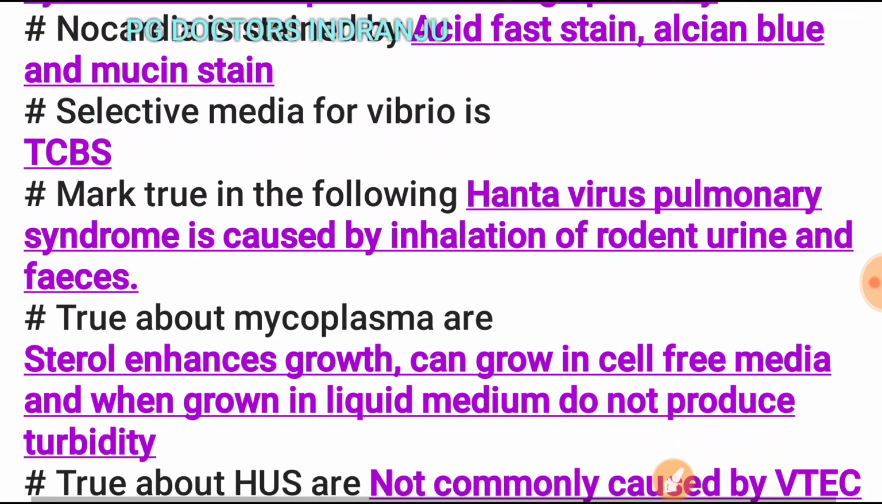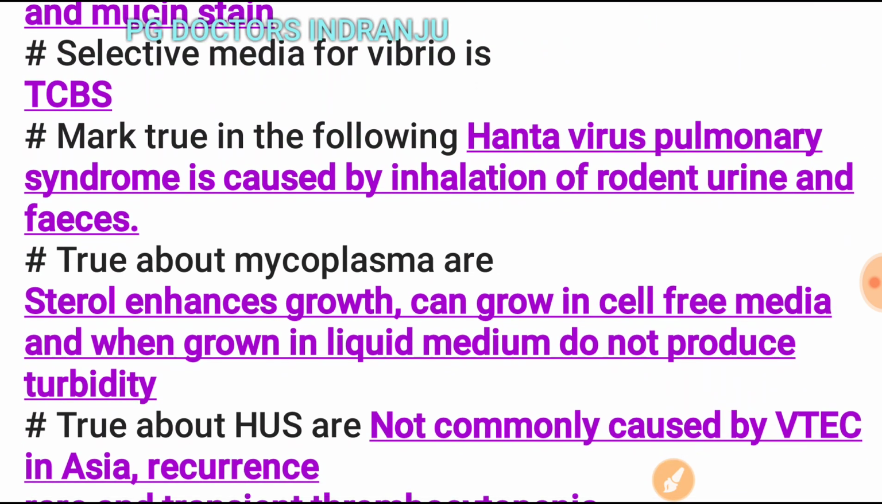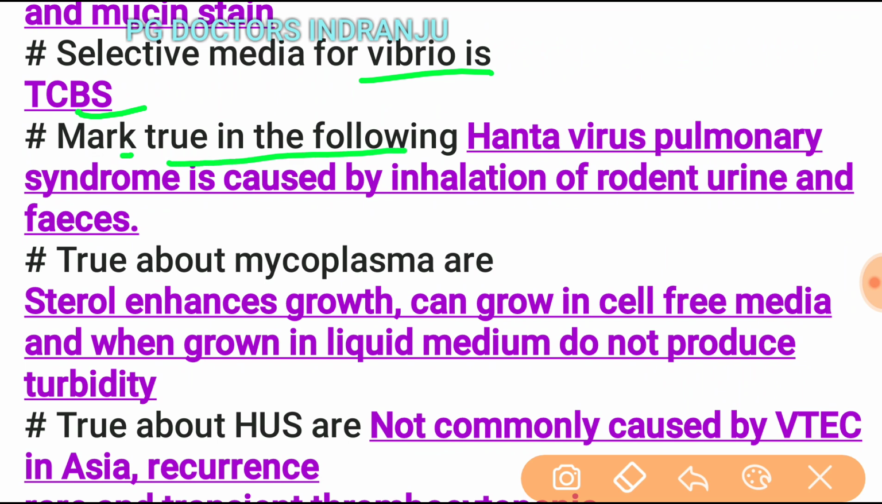The selective media for Vibrio is TCBS media. Mark the true in the following: Hantavirus pulmonary syndrome is caused by inhalation of rodent urine and feces, causing Hantavirus pulmonary syndrome.